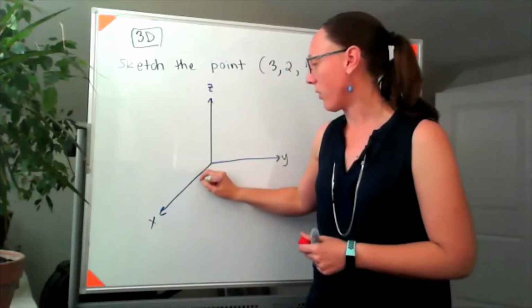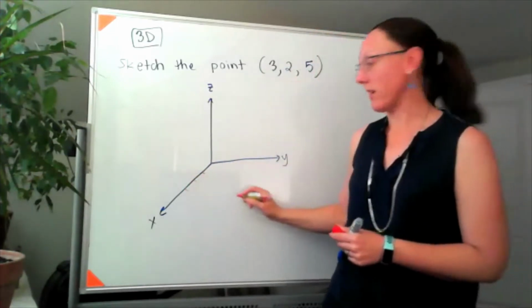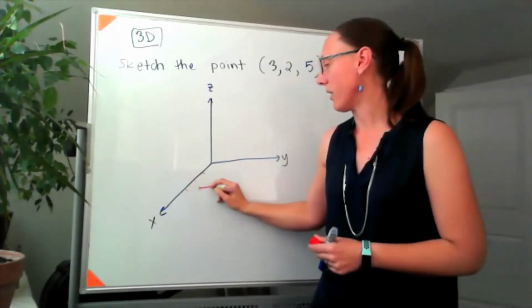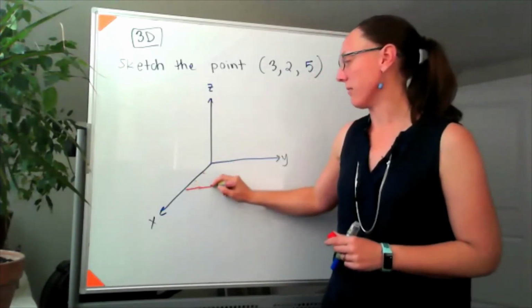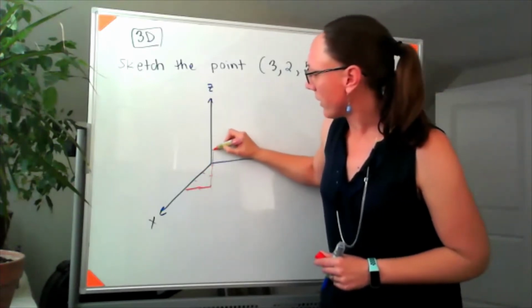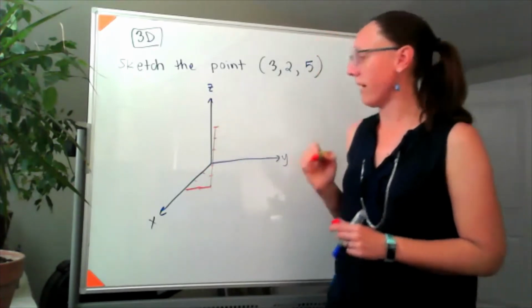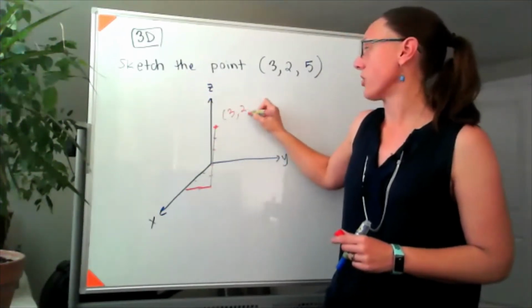So I'm going to come out 1, 2, 3, and then move 2 in the y direction. So I'm going to go over 1, 2, and then go up 5 in the z direction: 1, 2, 3, 4, 5. And then label that point (3, 2, 5).